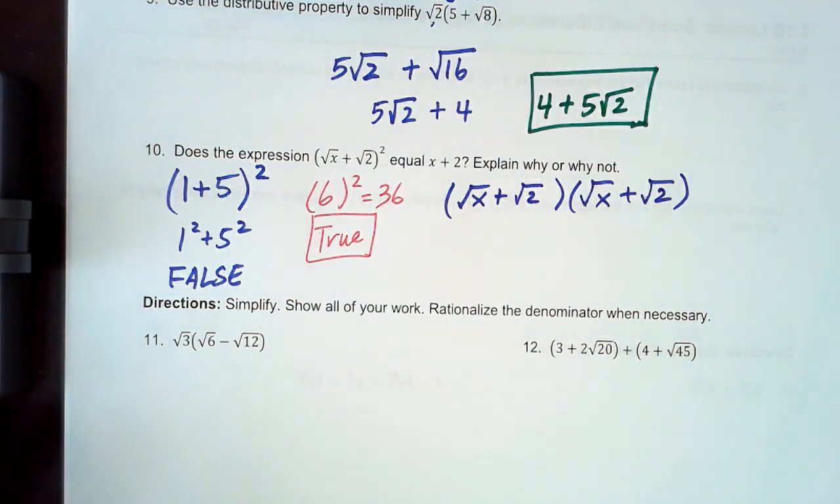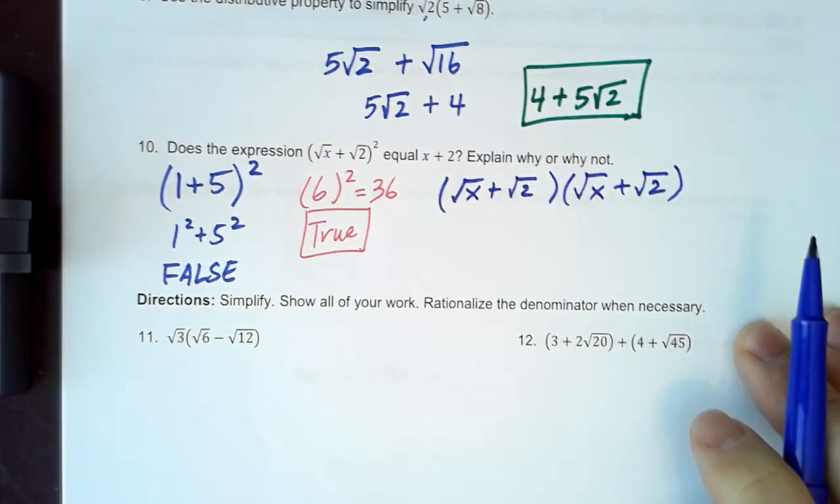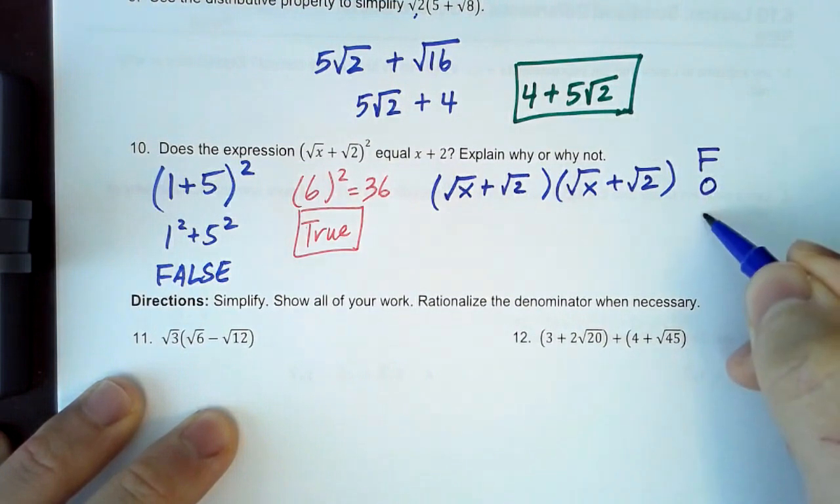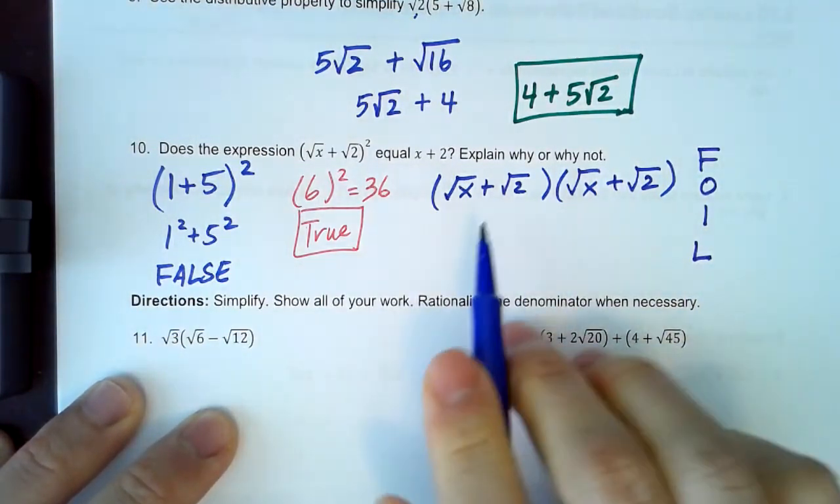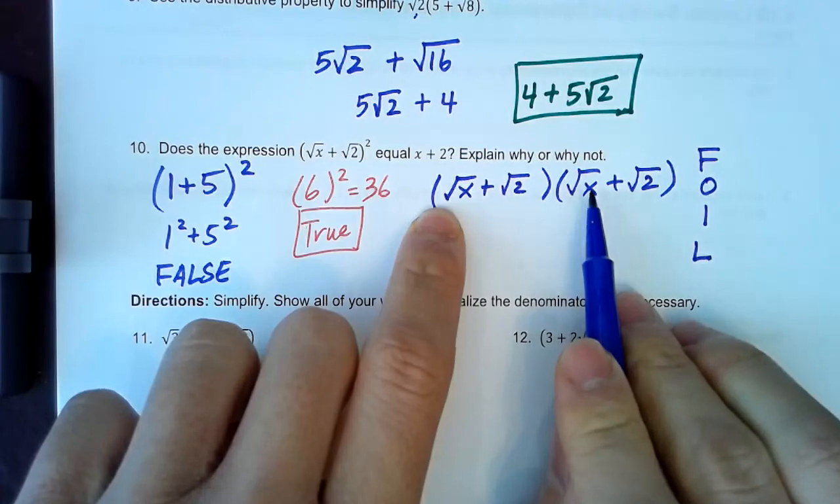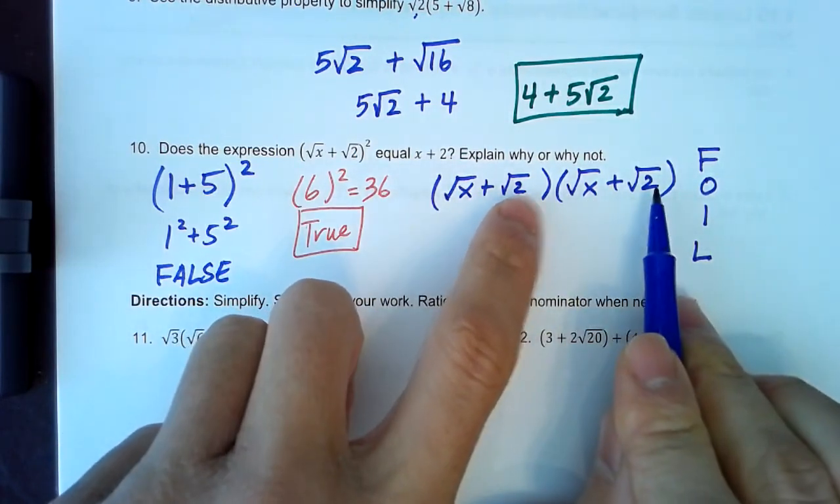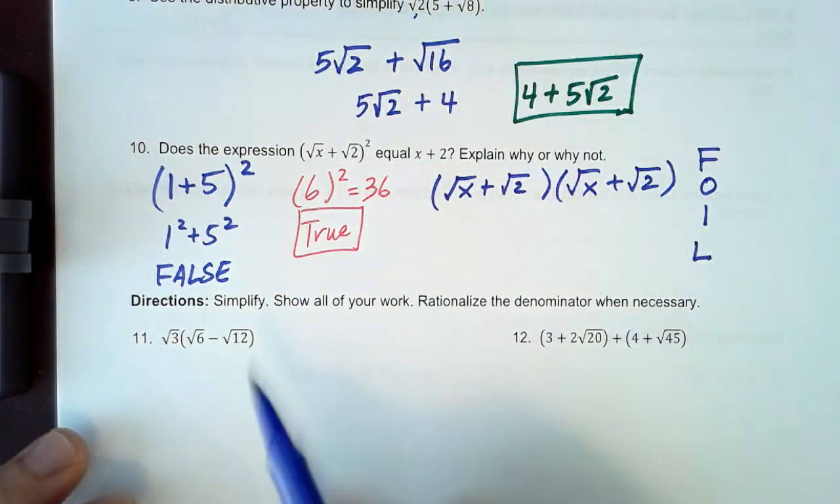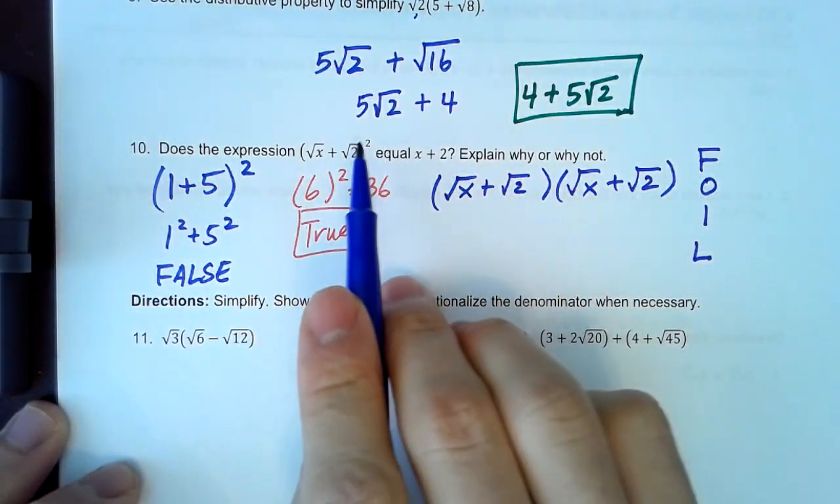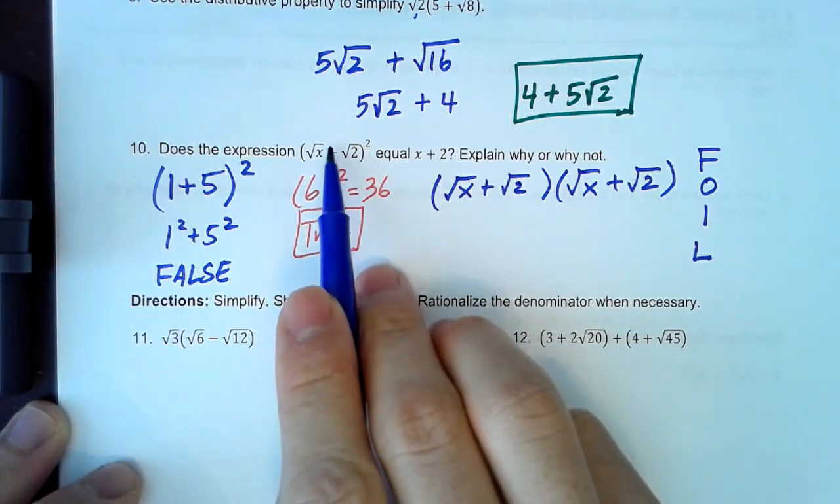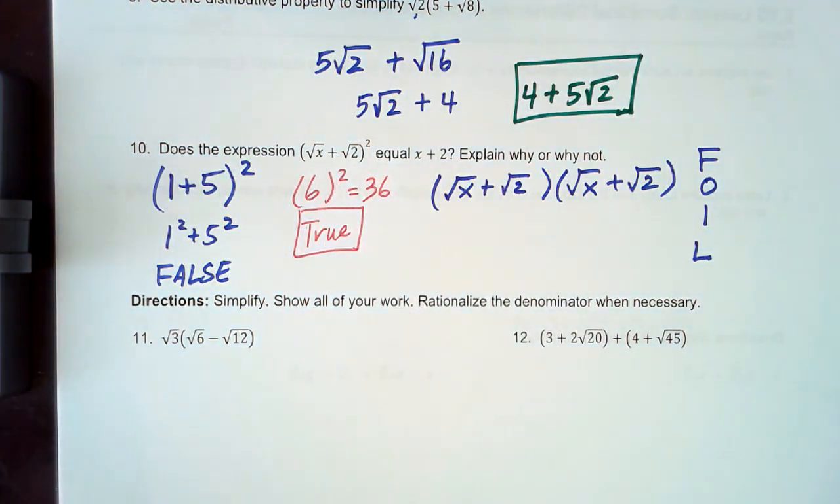Okay. Later on, we'll learn about this. This is actually what we call foiling. If you've ever heard of this 4-letter acronym, it's called foiling, where you do the first terms, the outside terms, the inside terms, and then the last terms. Okay. But the one thing you have to realize is you must not square both of these. And the main reason is because it's an expression.